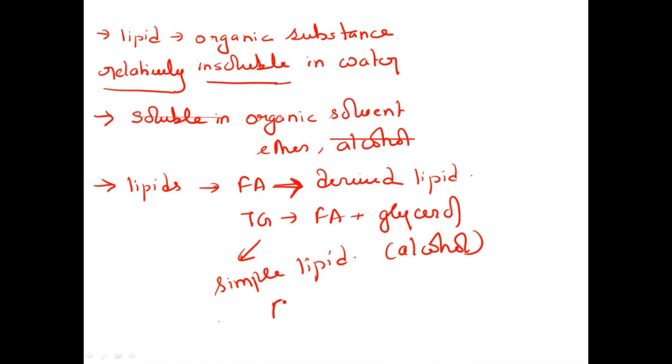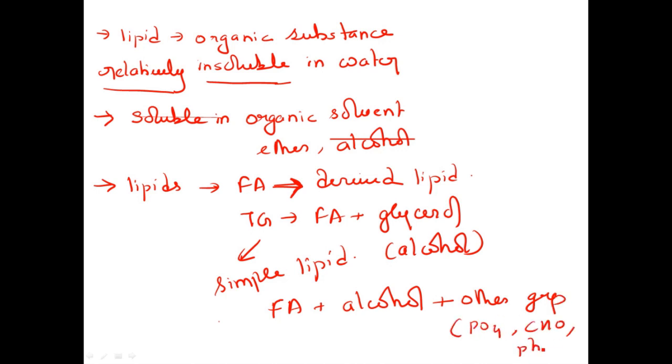When we have fatty acid along with alcohol plus another group, this other group can be phosphate or carbohydrate or protein, then it forms compound lipid. So we can see lipids are generally associated with fatty acid, and fatty acid combines with different substances to form different types of lipid.